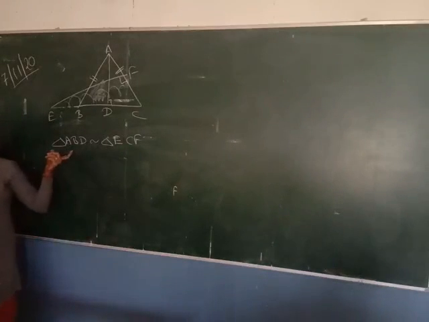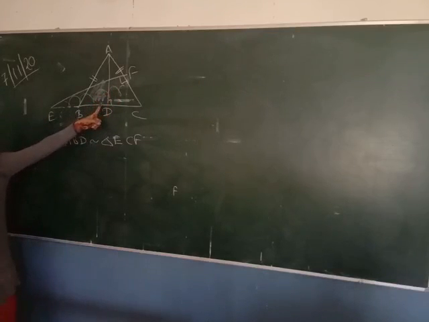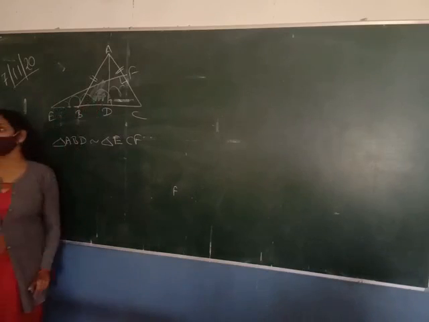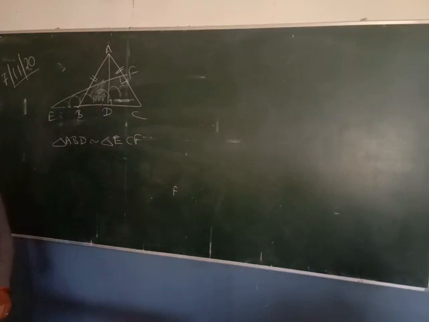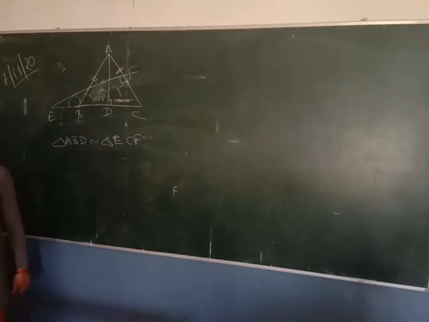Angle F equal to angle D. Okay. And the second condition. Sit down. This is not the correct one. AB is equal to AC. So we have to prove triangles are similar, not congruent. Have to prove similar.